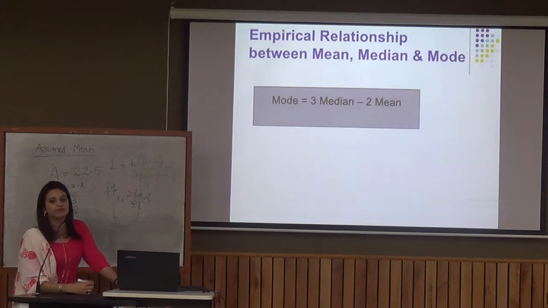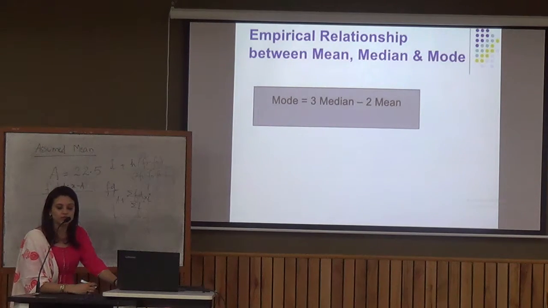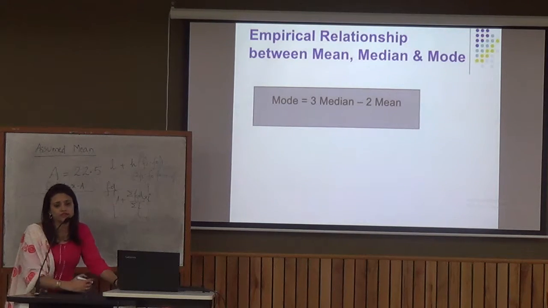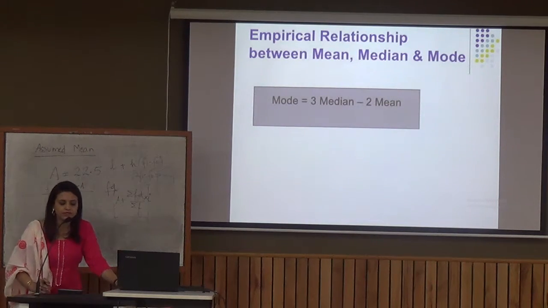Then comes the empirical relationship between mean, median and mode. This formula you can use to find the third entity in the measures of central tendency, that is, for a given data, if you know the mean and the median, you don't have to really find the mode, and the other way around.